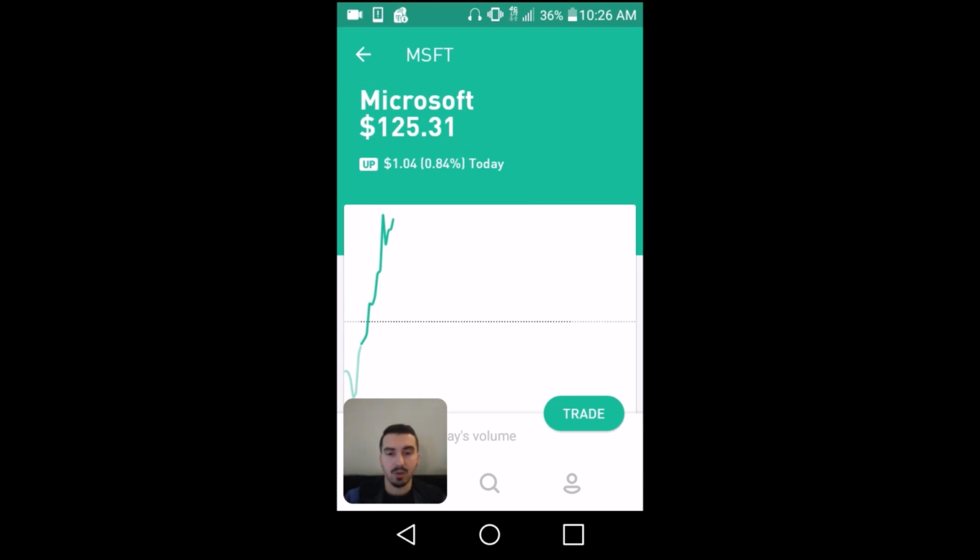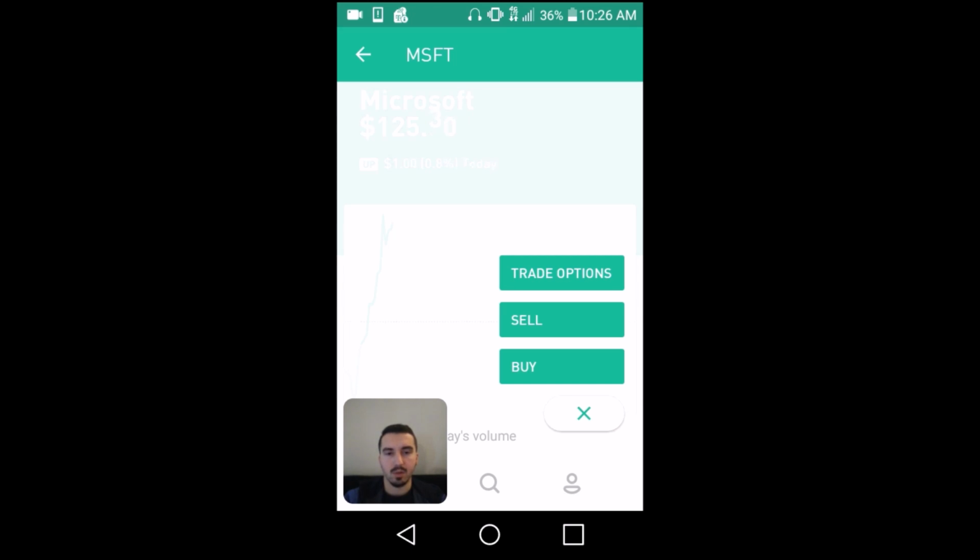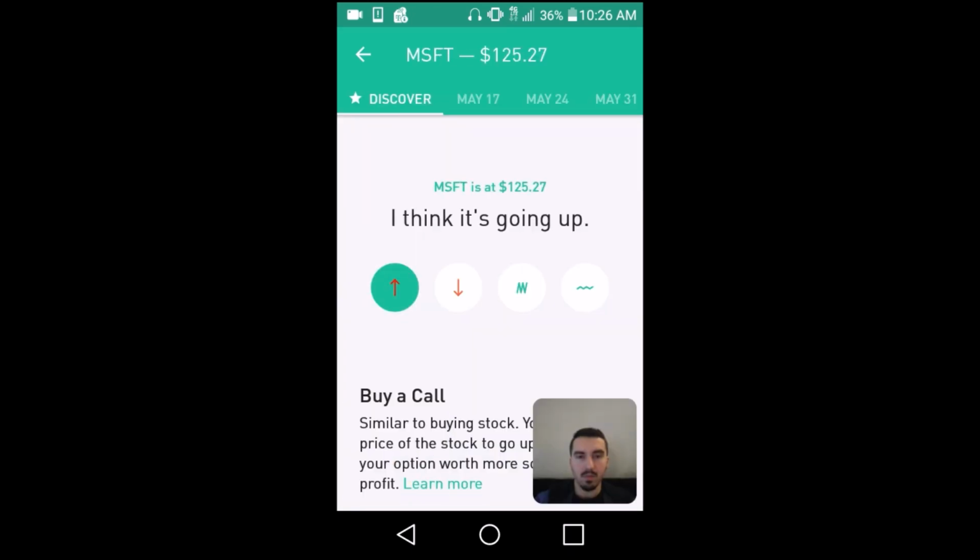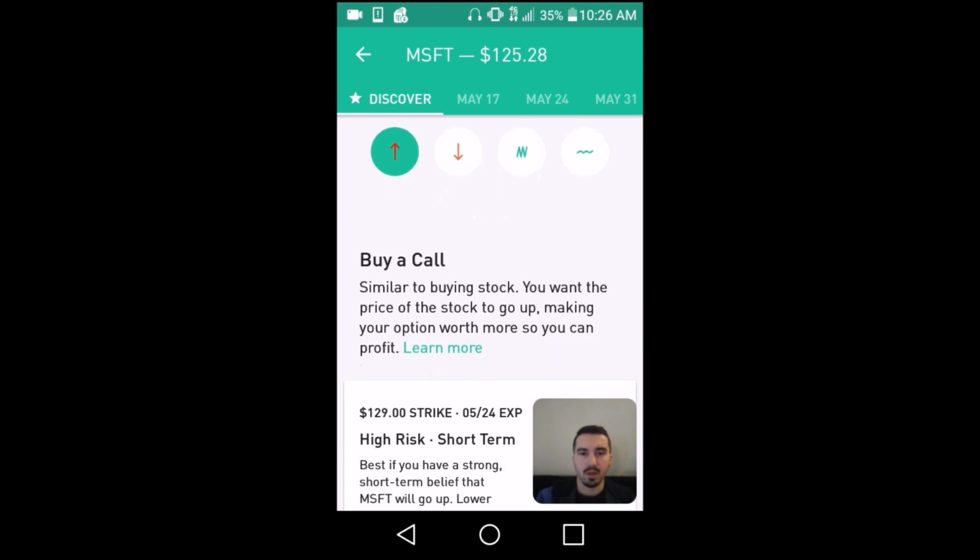Okay, so we're going to use Microsoft as an example. Right here, you would press on trade, and then instead of doing buy or sell, you would just press on the trade options. Once you're on this screen, it's going to have many options right here. It's going to have the up arrow, down arrow, sideways. It pretty much kind of helps you out with everything. It tells you buy a call, similar to buying stocks. You want the price of the stock to go up, making your option worth more so you can profit.